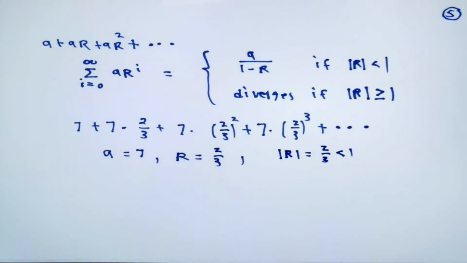Let's look at the geometric series 7 plus 7 times 2/3 plus 7 times the square of 2/3, and so on and so forth. I'll identify the a as being 7, the r as being 2/3, and since the absolute value of r is less than 1, I know this infinite series converges. Moreover, I know that it converges to a divided by 1 minus r.